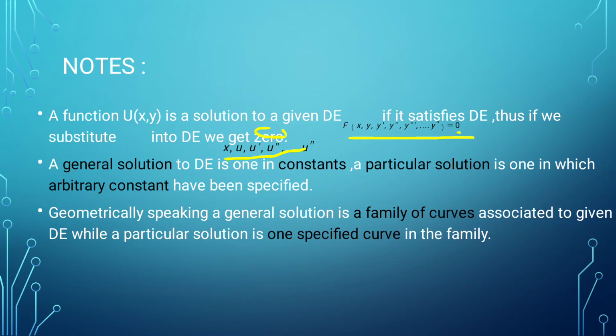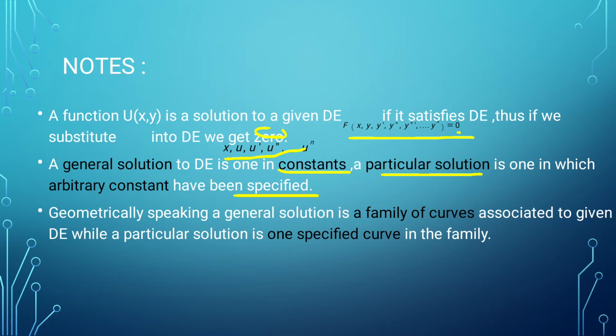So a general solution to one DE is the one with constants. So if you get a solution with constants, maybe after integration, we call that particular solution to the ODE a general solution. Then a particular solution is the one in which the arbitrary constants have been specified. So here we have the values for the constants, and that particular solution is particular. If you have constants, that solution is a general solution.